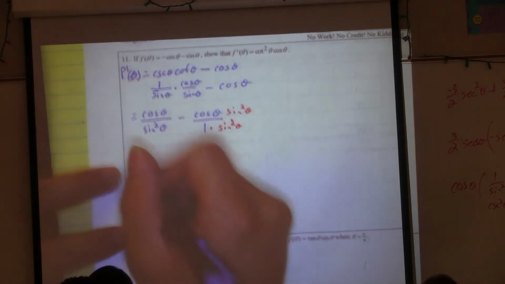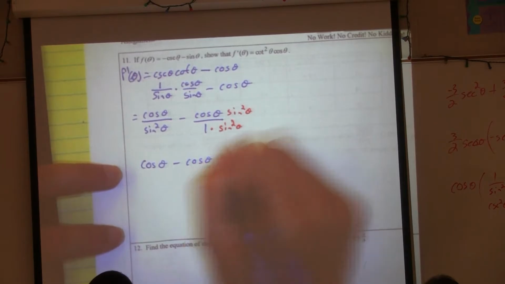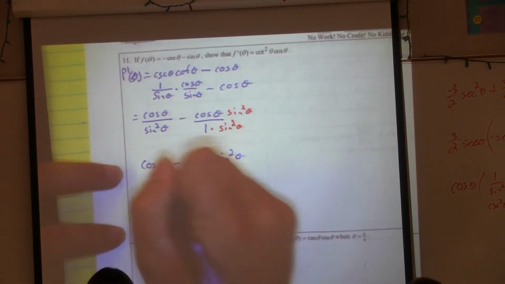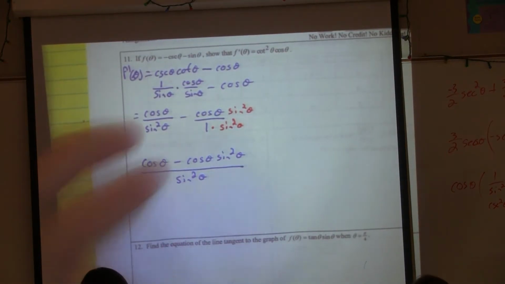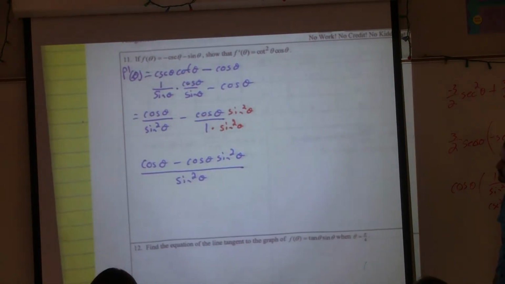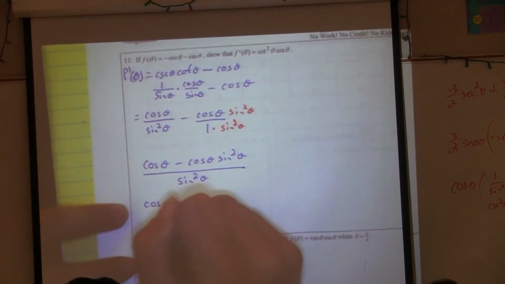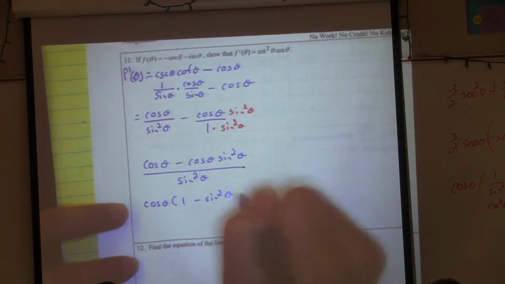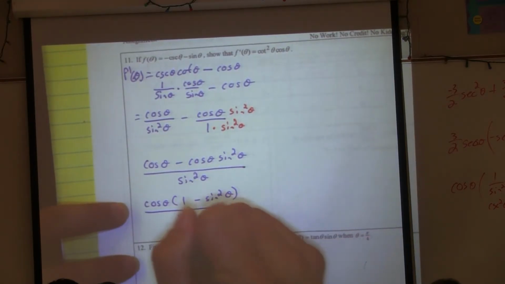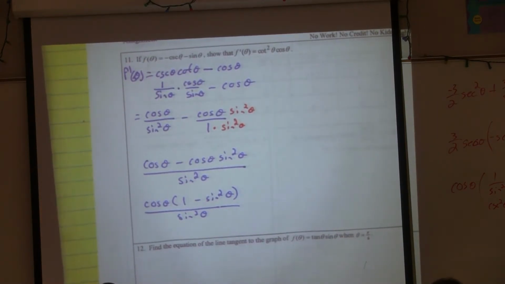So that gives me what? Cosine theta minus cosine theta sine squared theta all over sine squared theta. Okay. And now? Now you want me to take out the cosine? So now I have cosine theta times 1 minus sine squared theta over sine squared theta. Okay.